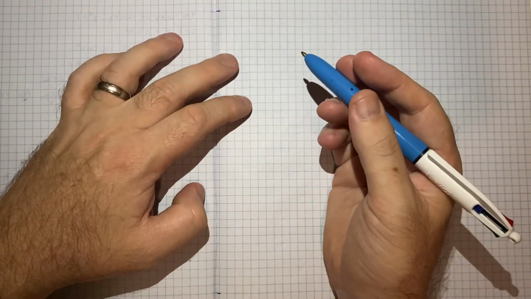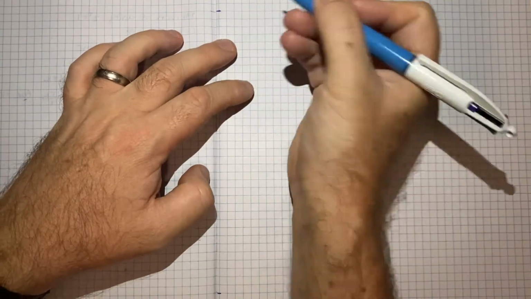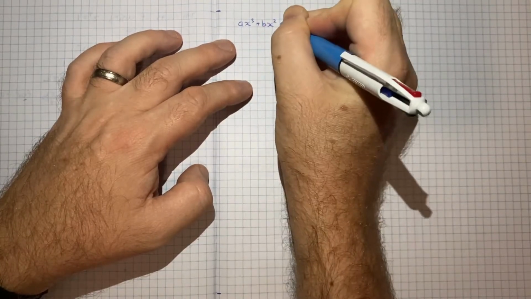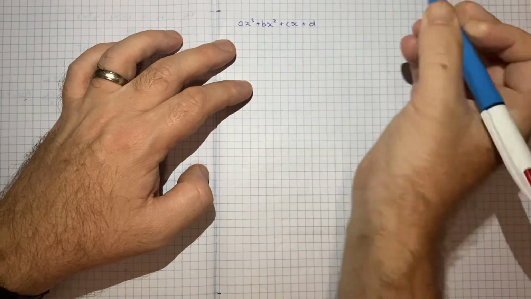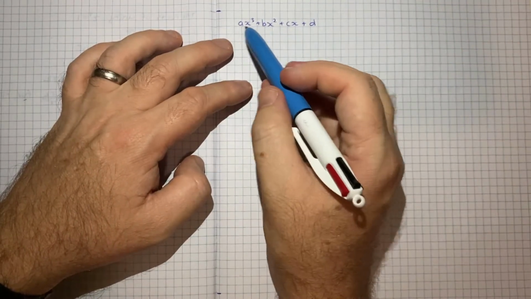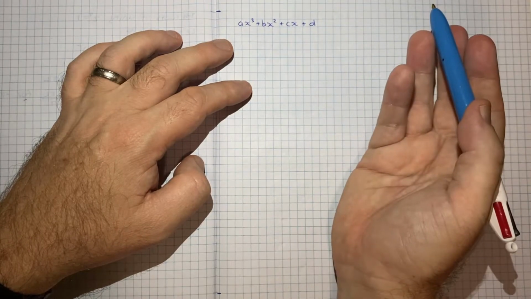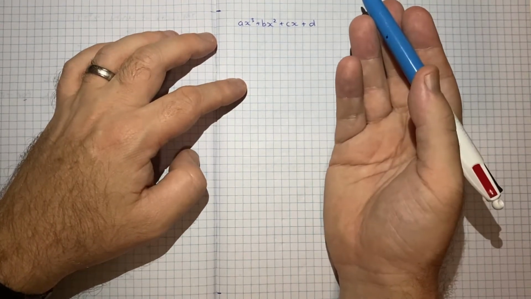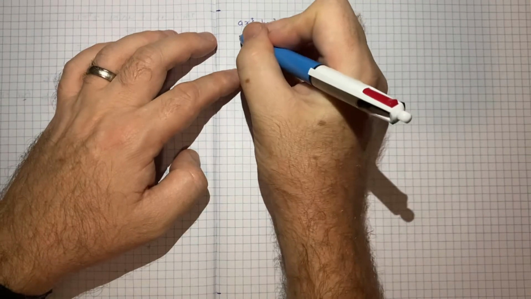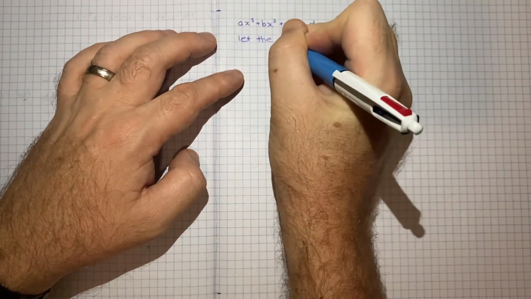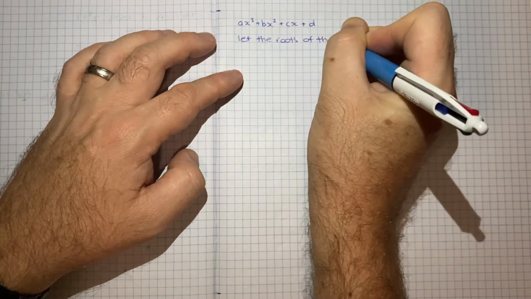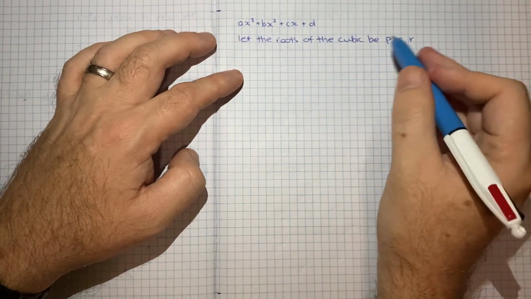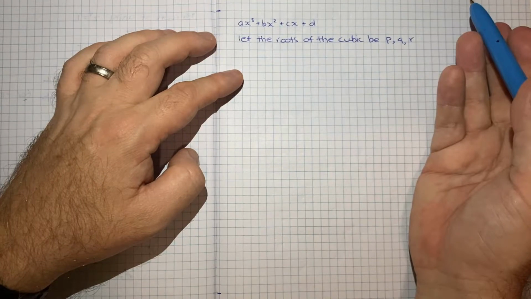So basically, if we think about our generic cubic as being ax cubed plus bx squared plus cx plus d, essentially we want to find what all these coefficients a, b, c, and d are. Now, we've been told what the roots of the cubic are. So maybe what I'll do is I'll let the roots of the cubic be P, Q, and R. They're just letters I'm going to designate for those roots, and we'll work them out later.